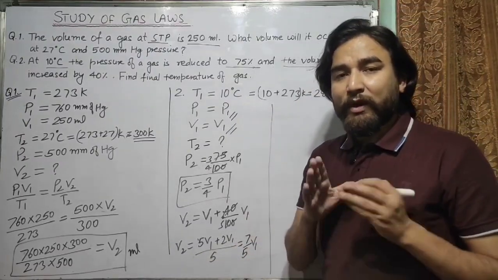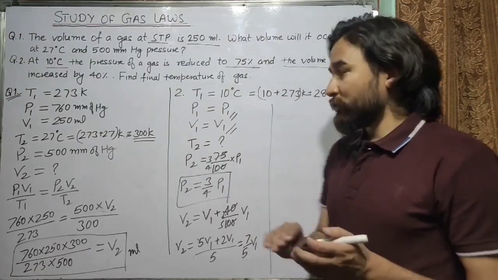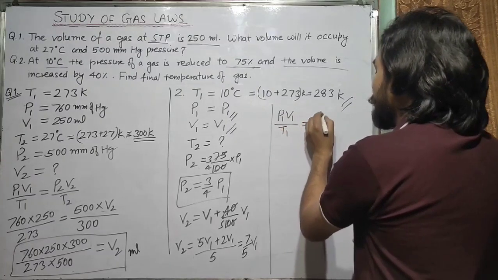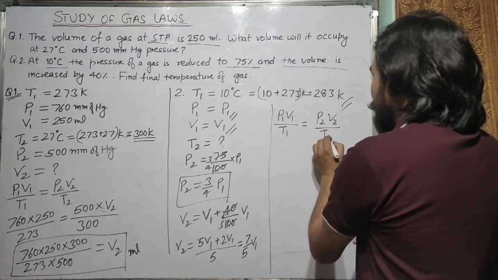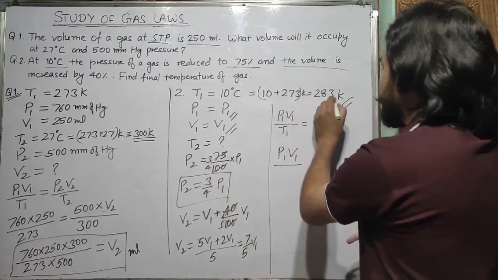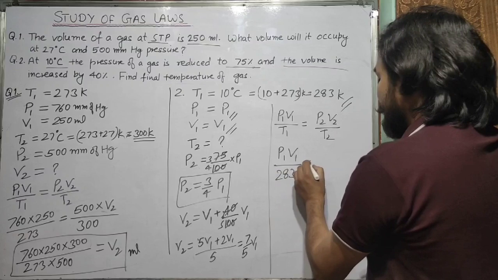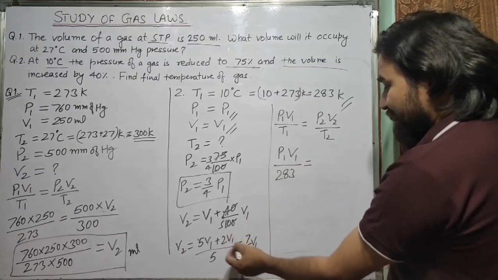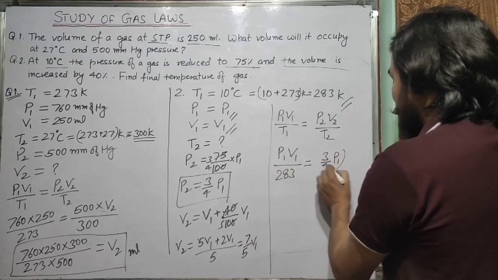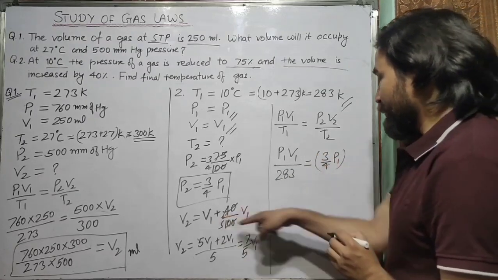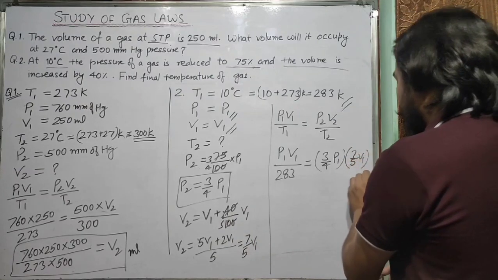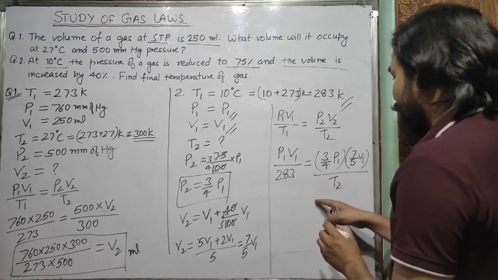Now again you have to apply the gas equation here. It says that P1 V1 by T1 is equal to P2 V2 by T2. We have the value of P1, value of V1, and T1 is given, that is 283, that is equal to P2. The value of P2 is given, that is 3 by 4 into P1. The volume V2 is also given, that is 7 by 5 into V1, divided by T2. So we have to calculate T2.